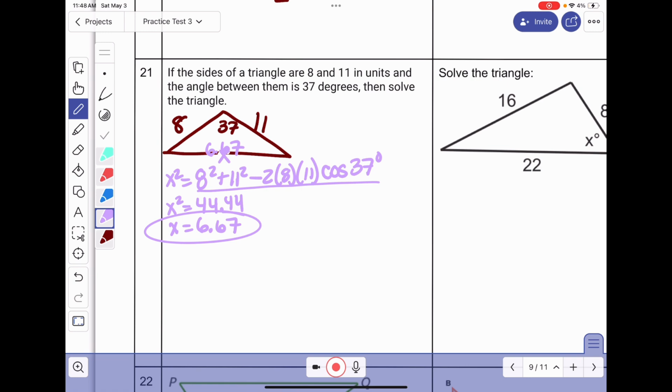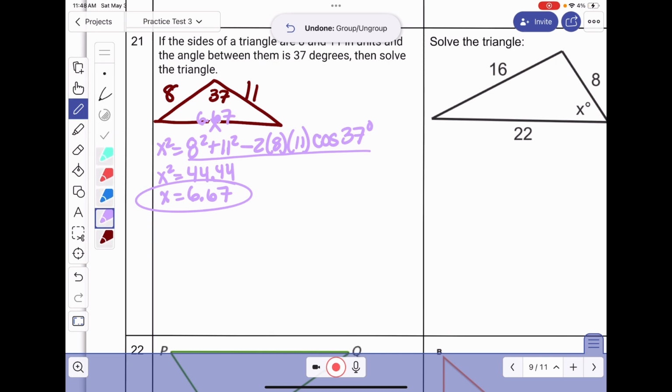Okay. Now we can do law of sines to find the other ones. You could do law of cosines again, or you can just do law of sines. That's completely up to you. What we're going to do here, though, is I advise always finding the smaller one first. It just makes life easier. Just find the smaller angle first. So across from 8 is our smaller angle.